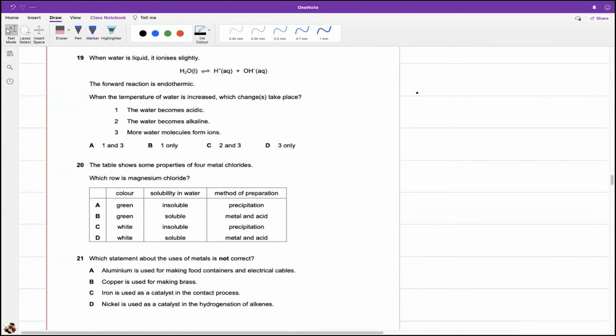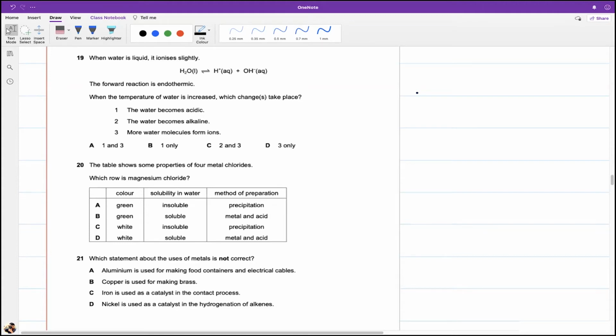When water is liquid, it ionizes slightly. Okay. The forward reaction is endothermic. When the temperature is increased, which changes take place? So here's the thing. You have to understand that anything that gives H positive is acidic and anything that gives OH minus is alkaline. पहली बात तो ये होगी. दूसरी बात, when you have an endothermic process, if you increase the temperature, it will go in the forward direction because you are giving it energy, which will drive it further because वो energy को absorb करेगा.